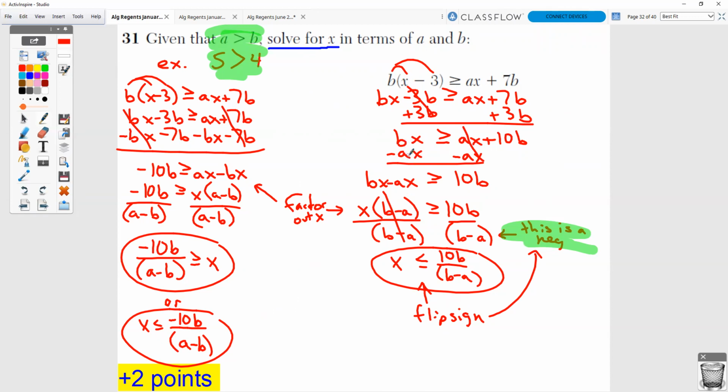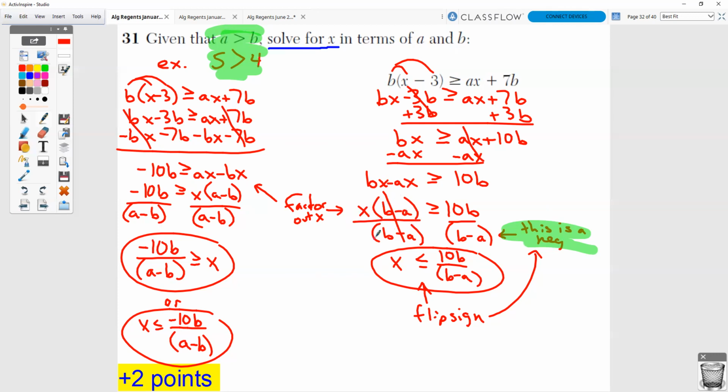You can't do BX minus AX, all right? Those are different letters. So BX minus AX just stays BX minus AX, and that is greater than or equal to 10b. Now, to get the X all by itself, I actually have to factor out and take out the greatest common factor between these two terms. So I can take out an X, I'm left with B minus A inside. Well, that's X times that B minus A.